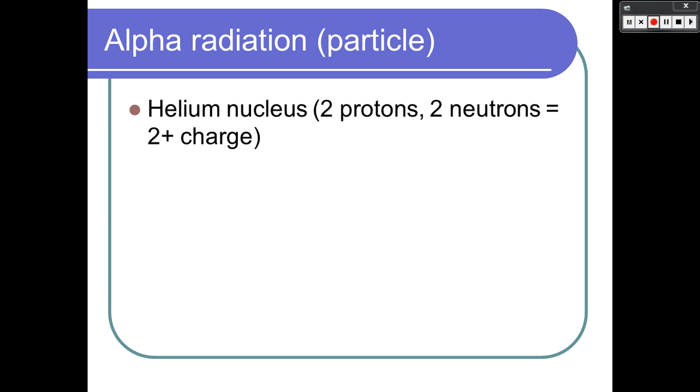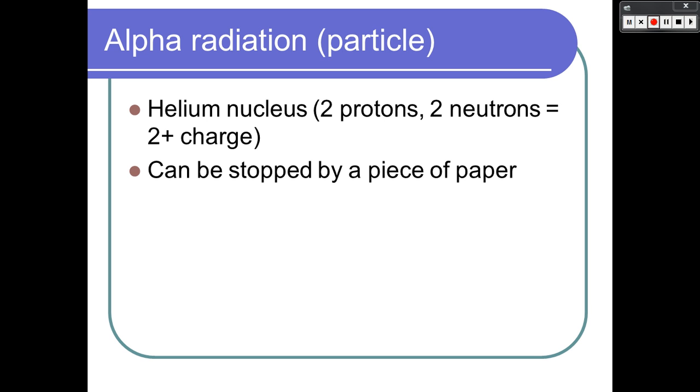An alpha particle is essentially a helium nucleus. If you think about helium, it's atomic number 2, meaning it has 2 protons. It also has 2 neutrons, and so it has a 2+ charge. So an alpha particle really is just a particle of 2 protons and 2 neutrons. It can be stopped by a piece of paper. Throughout these different types of radiation, I'm going to tell you what things can stop them. Obviously, the things that are stopped by little things like a piece of paper are the least damaging to us.